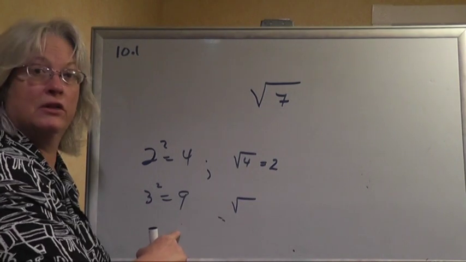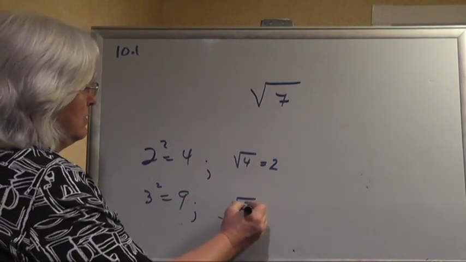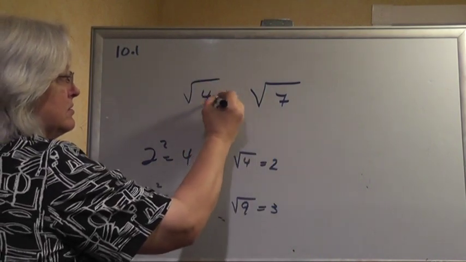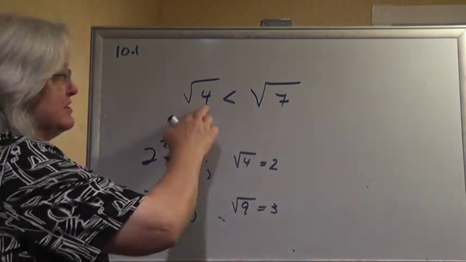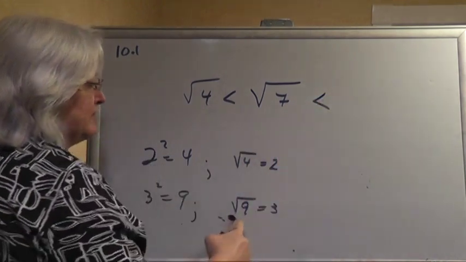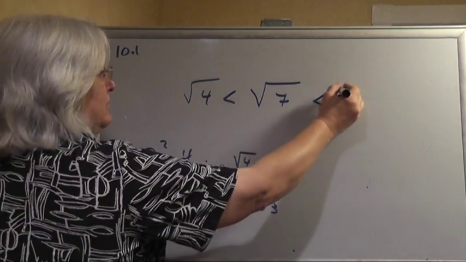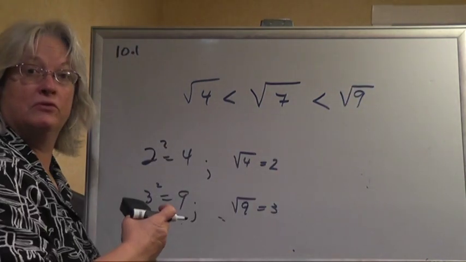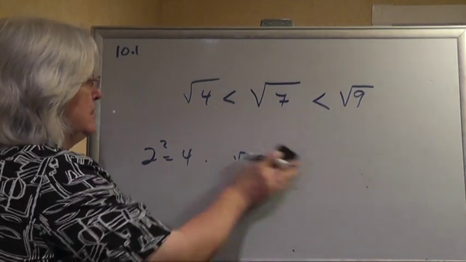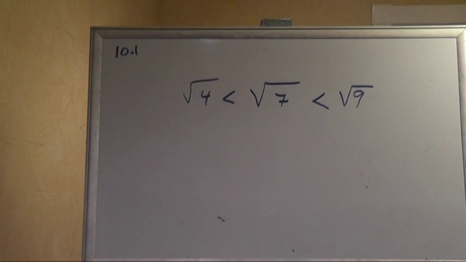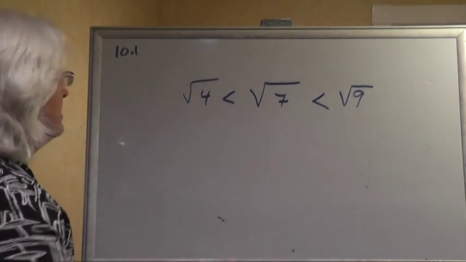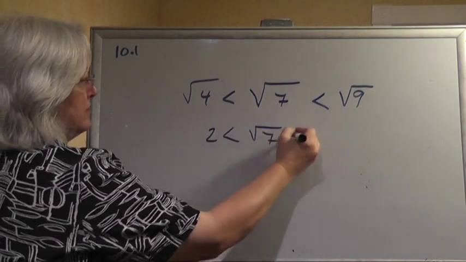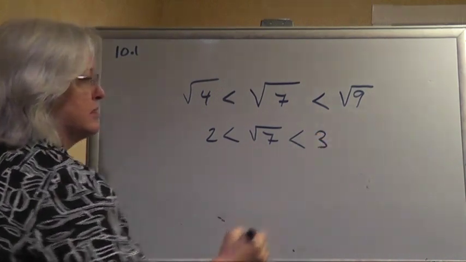It would also be true here that the square root of 9 is equal to 3. So the square root of 4 is less than the square root of 7, isn't it? Square root of 7 has to be less than the square root of 9. Can you tell me what the square root of 4 is? Sure you can. Square root of 4 is 2. The square root of 9 is 3. So 2 is less than the square root of 7, which is less than 3.